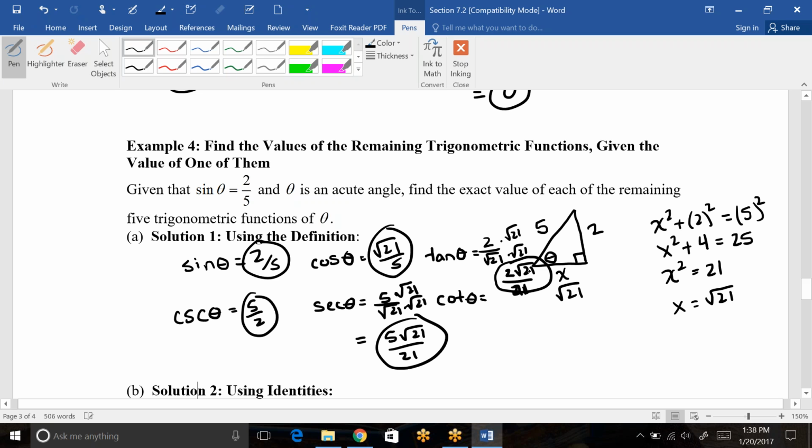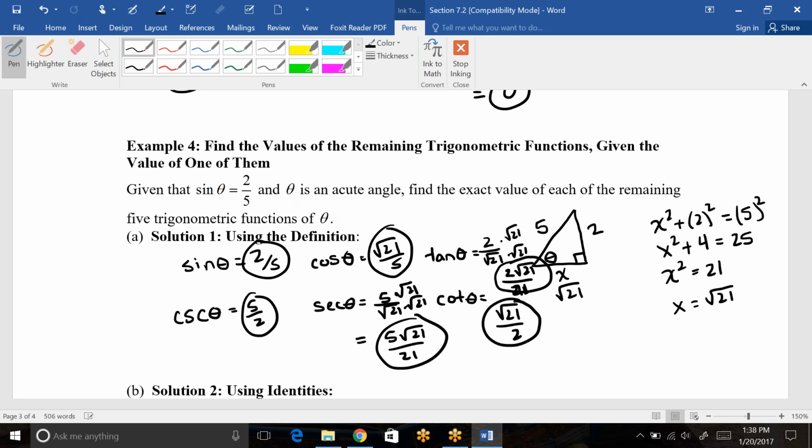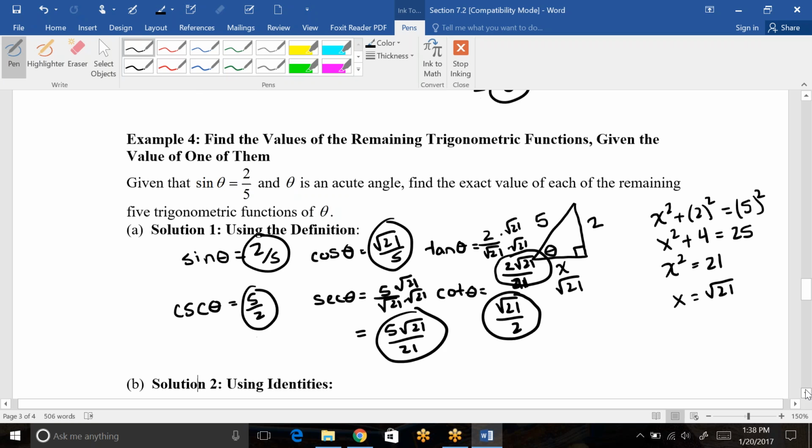And on this one, I would not flip the final result. I would go back to the original. It was 2 over square root of 21, so if you flip it, it's just square root of 21 over 2, and therefore you don't have to worry about rationalizing anything. So there's my 6 ratios using Pythagorean Theorem and our definitions of Sohcahtoa and the reciprocals.